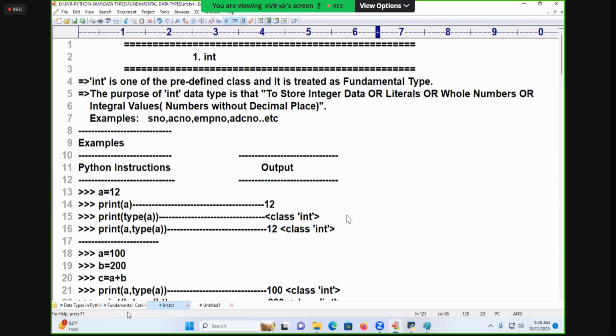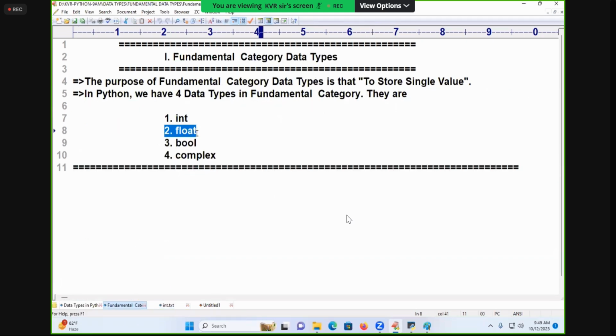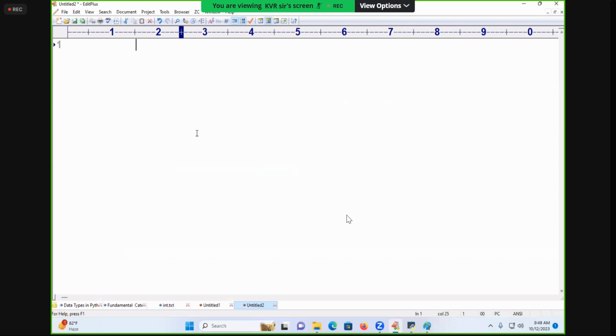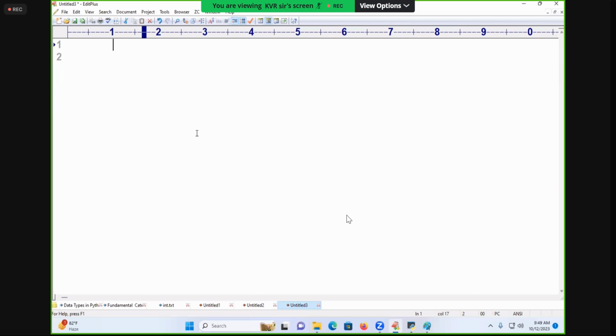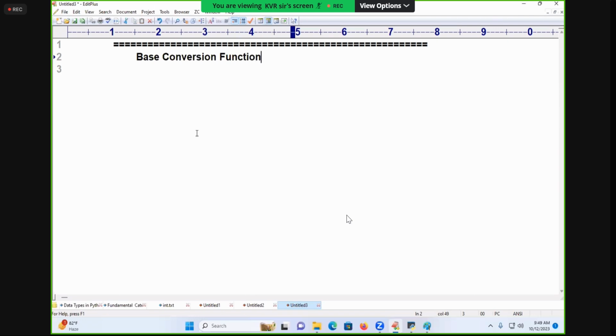Before going to the float data type, there is another small concept I want to speak about. Before that, I would like to enter one more small point: base conversion functions. They are also frequently asked questions. Base conversion functions in Python. We already did them; I'm just giving the notes for the purpose. Please look into the base conversion functions.